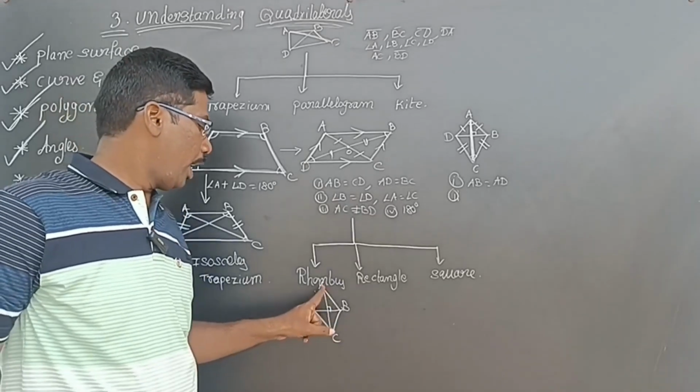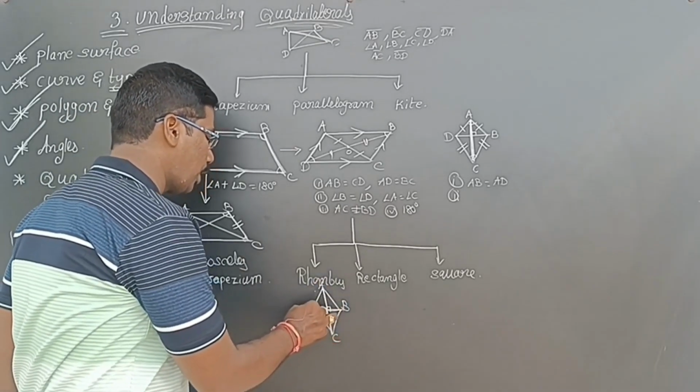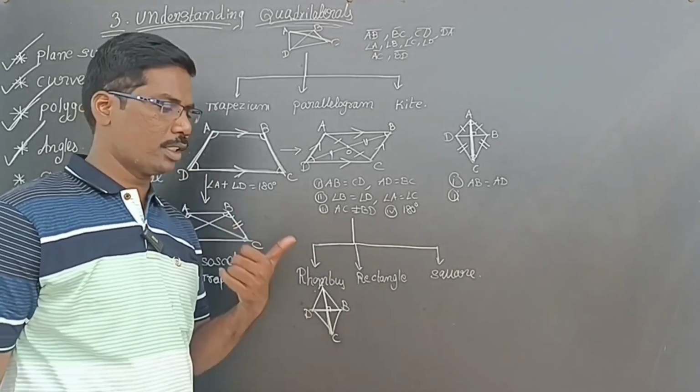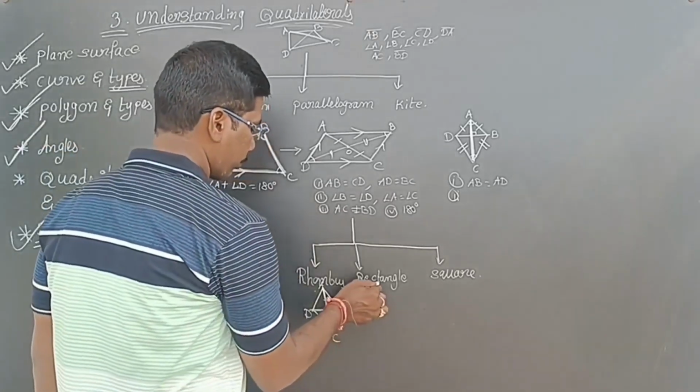And the angles are also bisecting. Opposite angles are equal, and the diagonals bisect each other. These are the things. Next, rectangle.